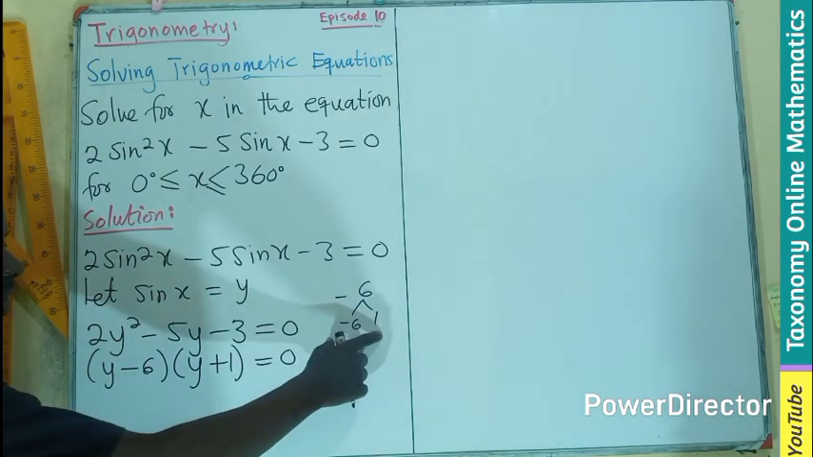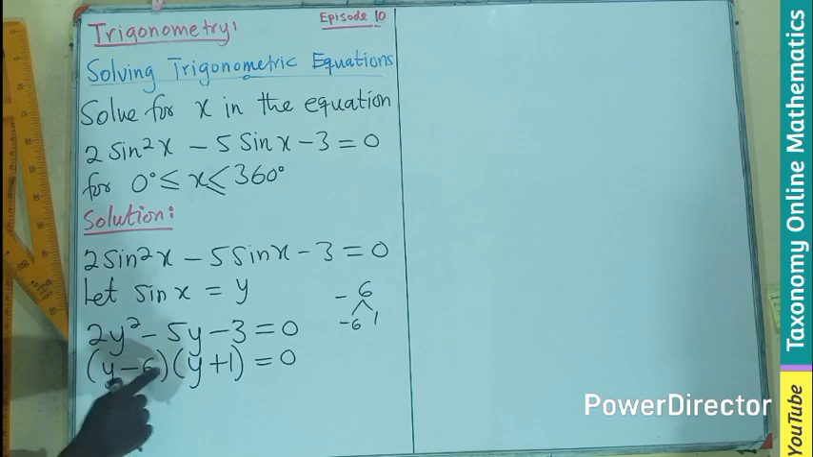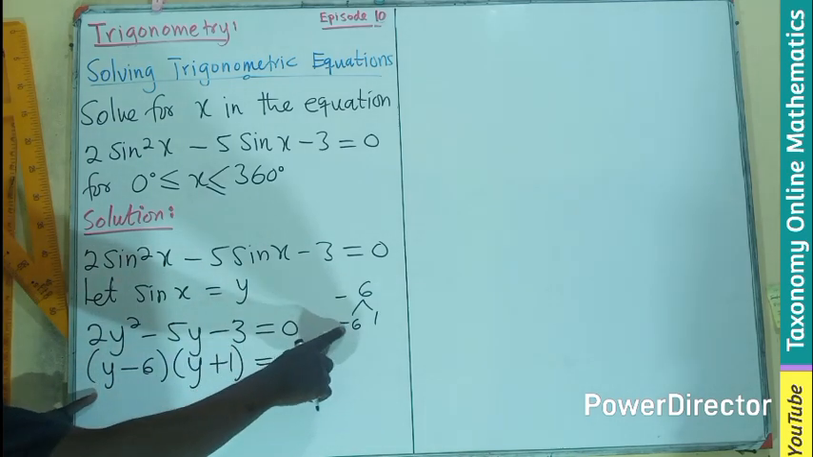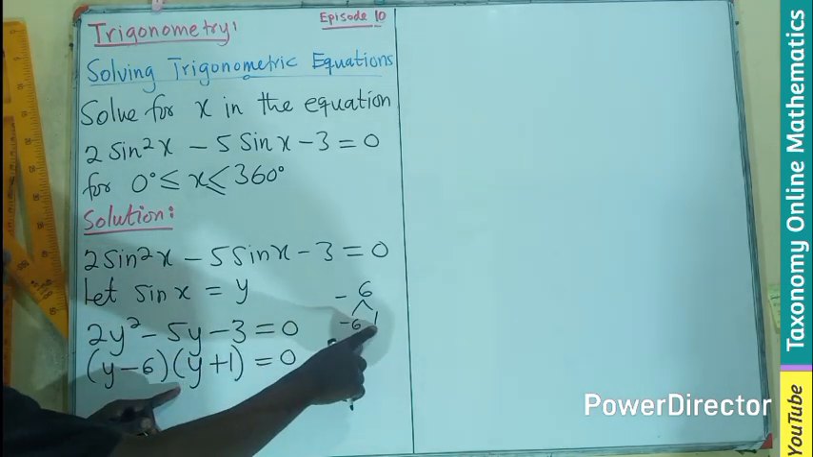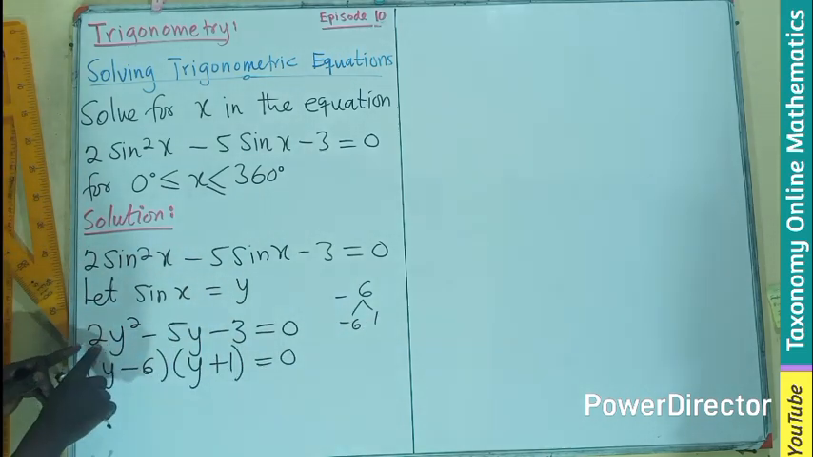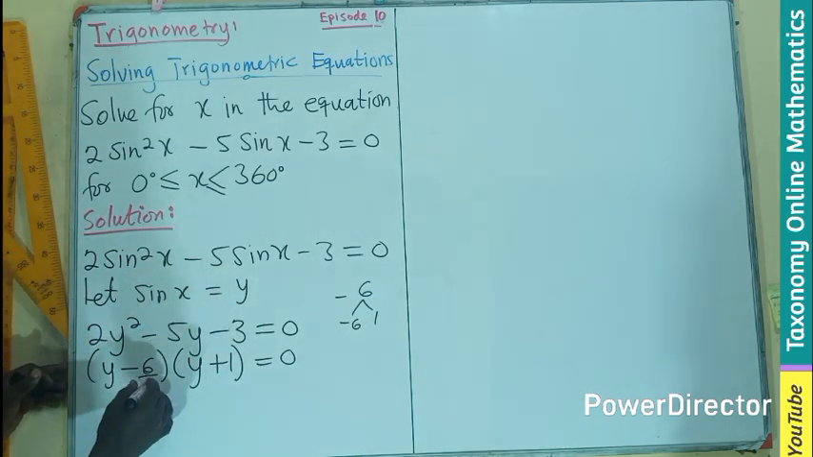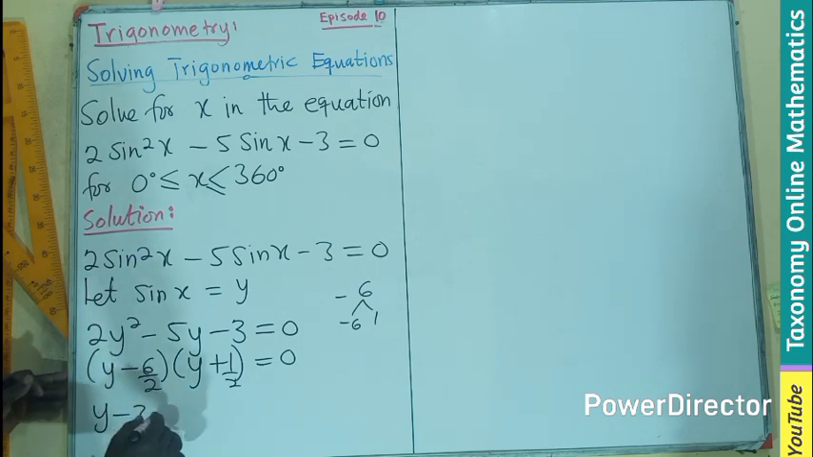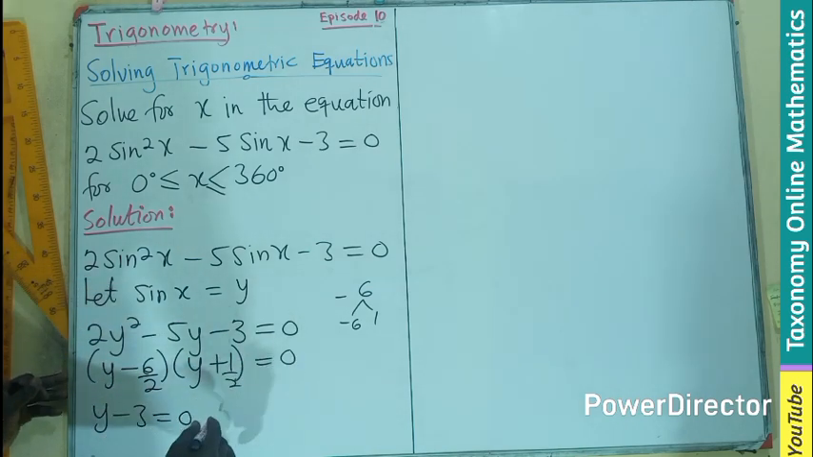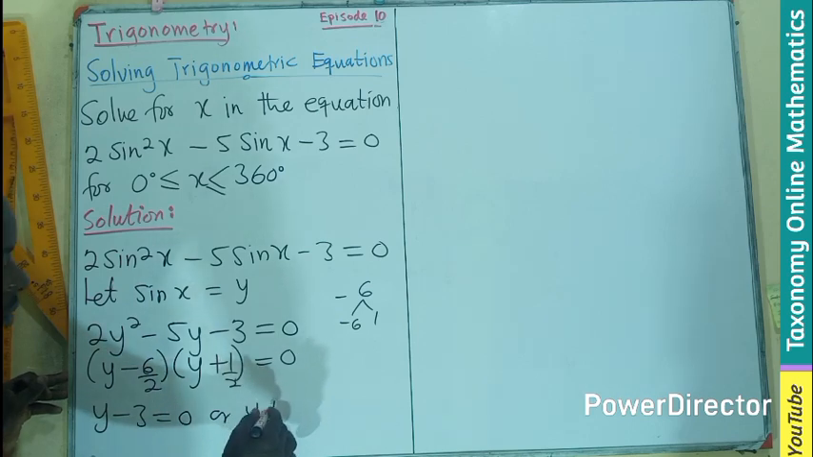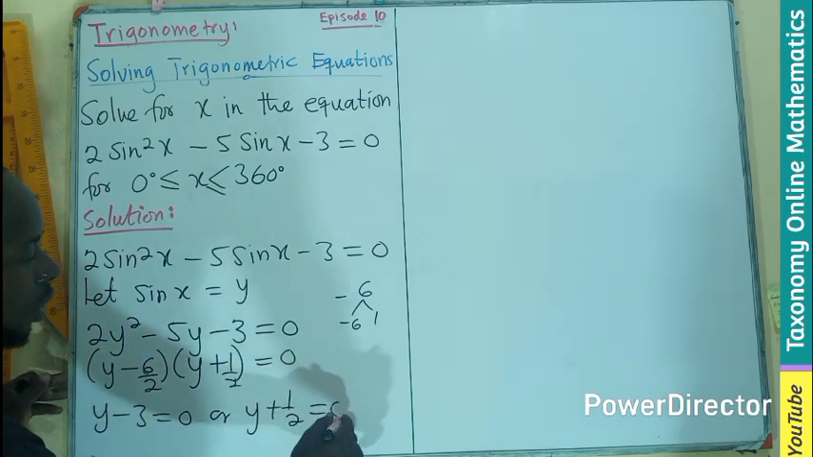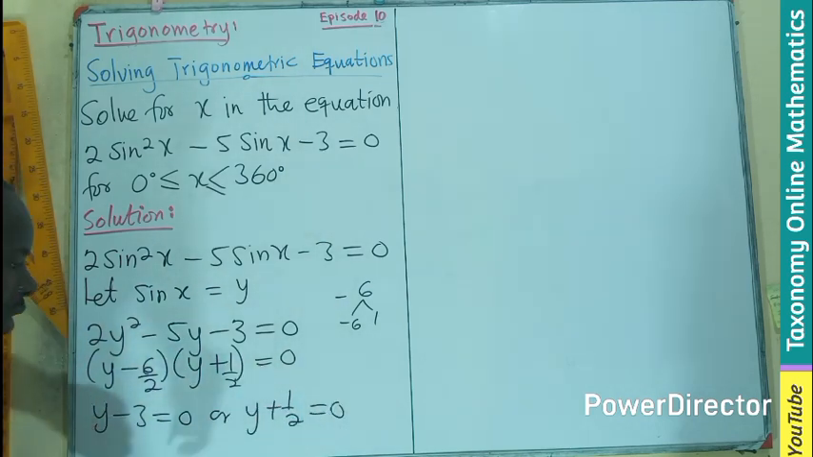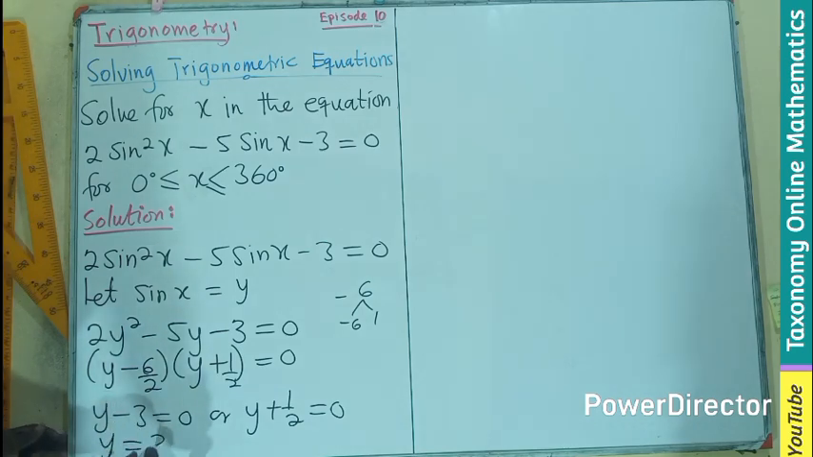After getting your factors, bring your factors into the bracket with the variable. So y, the first factor is minus, y, the second factor is plus. But because we use the 2 to multiply, you use the 2 to divide them as well. So here we have y minus 3 equals 0 for the first one, or y plus 1 over 2 equals 0. So we get y equals positive 3 or y equals negative 1 over 2.